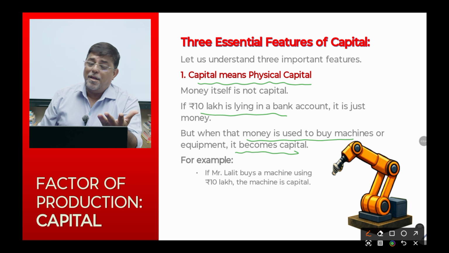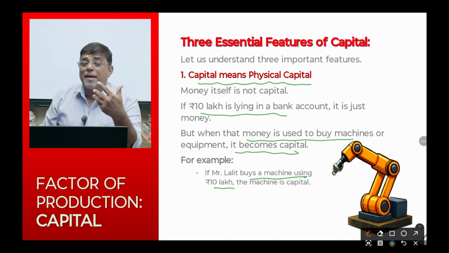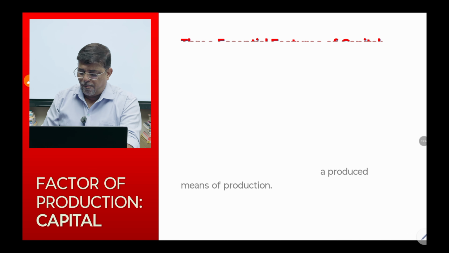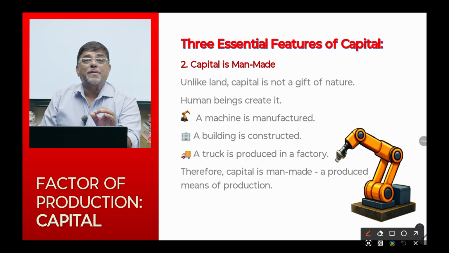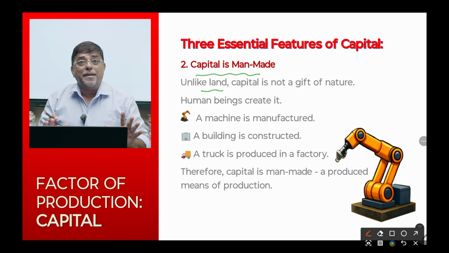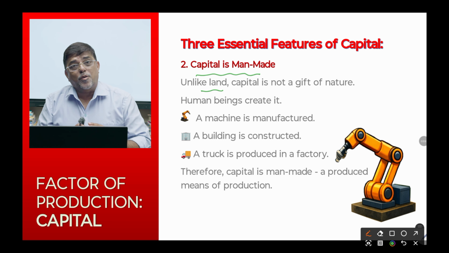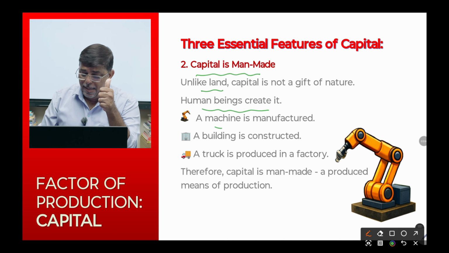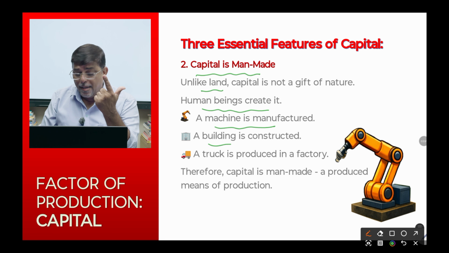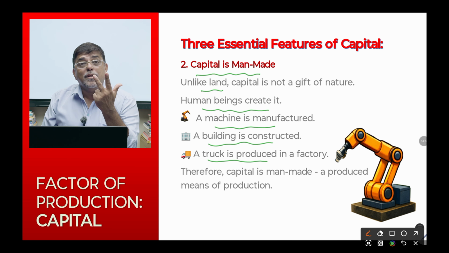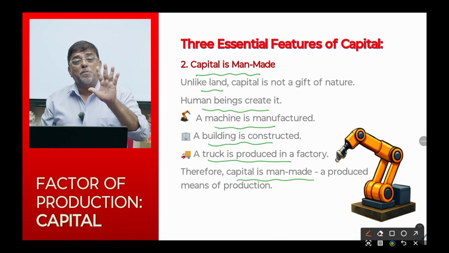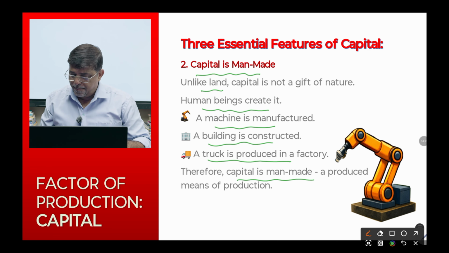So in the example of Mr. Lalit, when he uses his 10 lakhs to buy machines, that is capital for Lalit Motors. Capital is man made. Unlike land, capital is not a free gift of nature. Human beings created it. A machine is manufactured, a building is constructed, a truck is produced in a factory. So you see, capital is man made, a produced means of production.